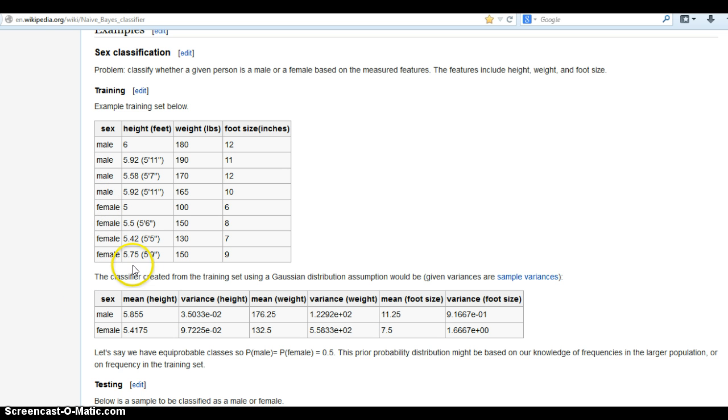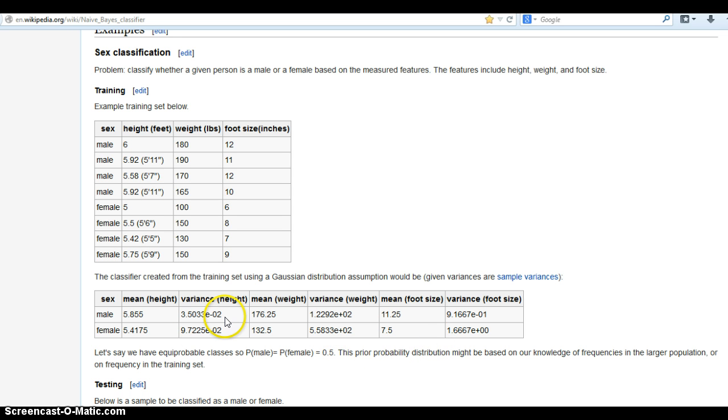We use the training set to determine our mean and variance values. The average height for a man is 5.855. For a female it's 5.4175, and these are the respective variances for both male and female. And these are the mean and variance for the weight of male and female, and also for the foot size of a male and a female.